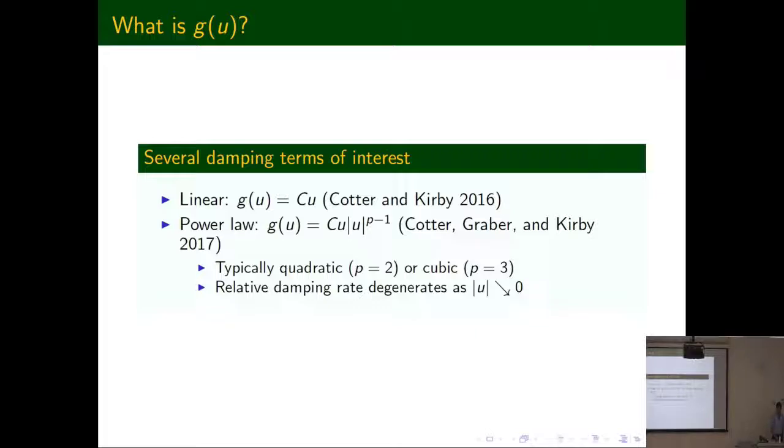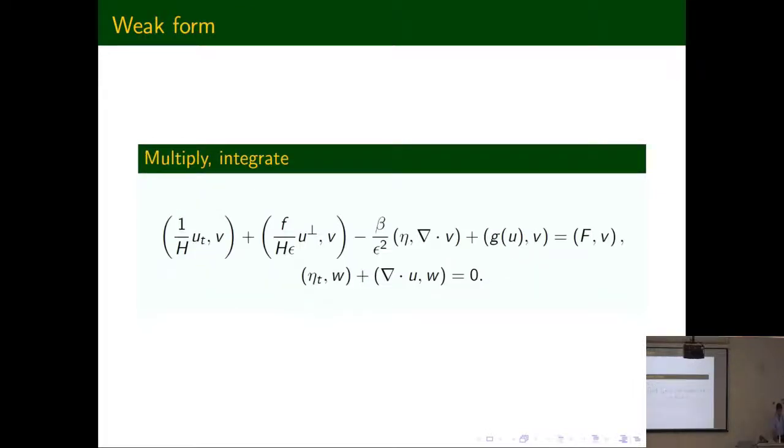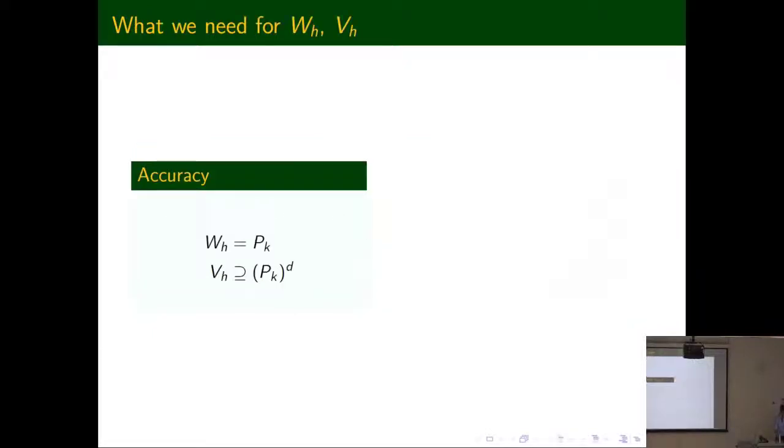And so, as I said, the relative damping rate goes down as u goes to 0. Now, for the weak form in finite elements, we're going to multiply by test functions and integrate. And so you get all of this. And then you want to find functions u and eta so that this all holds, right? So, finite elements, well, not quite 101 because it's going to be H(div).